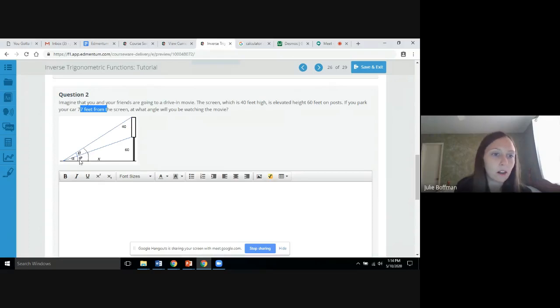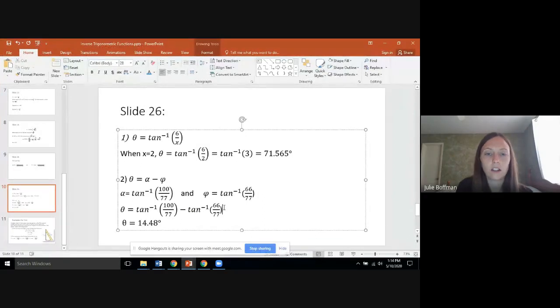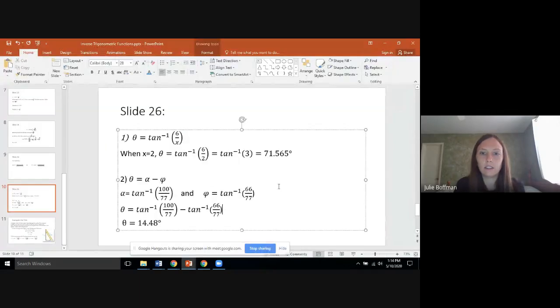It doesn't matter what you want to call that, but this bottom angle, the opposite is 60, and the adjacent is still 77. So wait, is it 66? Why do I have 66? It's 60. I don't know.